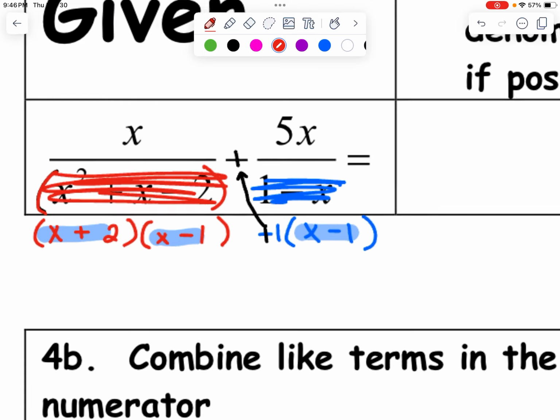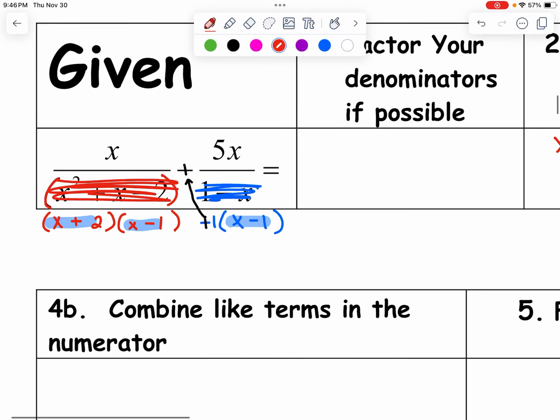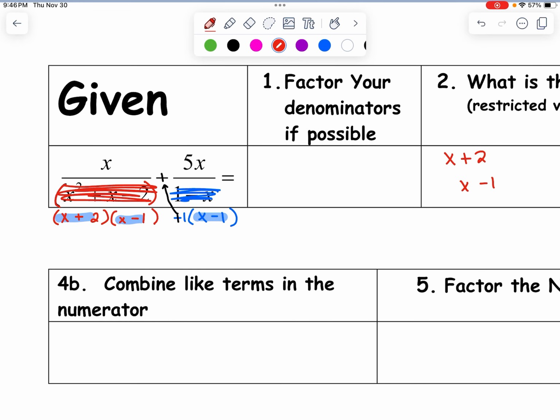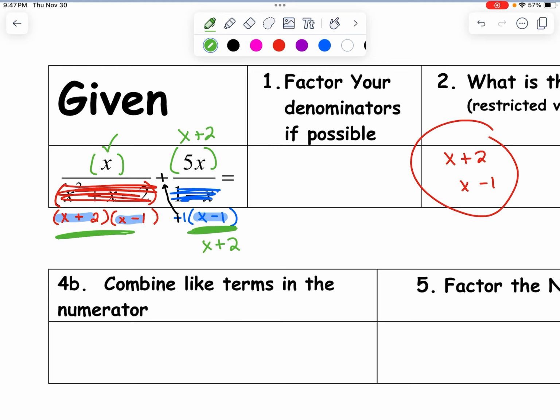Out of this common denominator, what did the first fraction, what was it missing? Like, what was this missing from over here? Nothing. That's right. So I'm just going to say, hey, that has what we need. What was this missing? X plus 2. It's missing an x plus 2, so this needs an x plus 2.